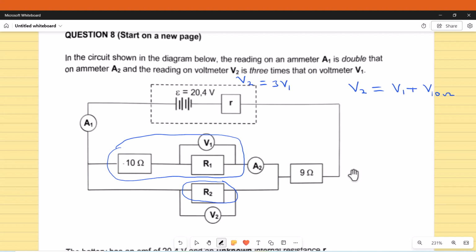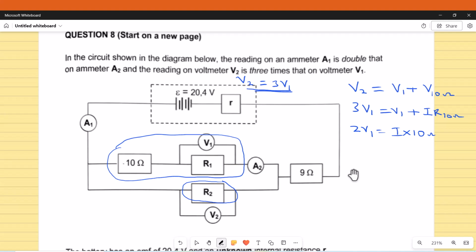And I'm going to put V2, I'm going to put 3 V1. So I'm going to say here that 3 V1, right? Because we are saying that from this given information here. 3 V1 equals V1 here, plus the current I times the 10 ohm resistor. So what is 3 minus 1? I'm going to get 2 V1 equals the current I times 10 ohms.